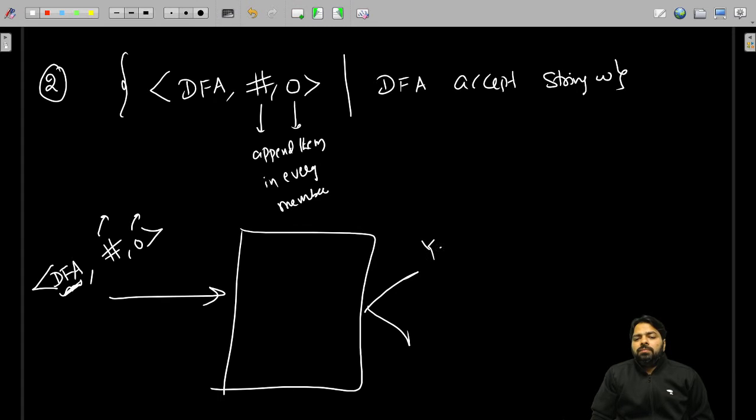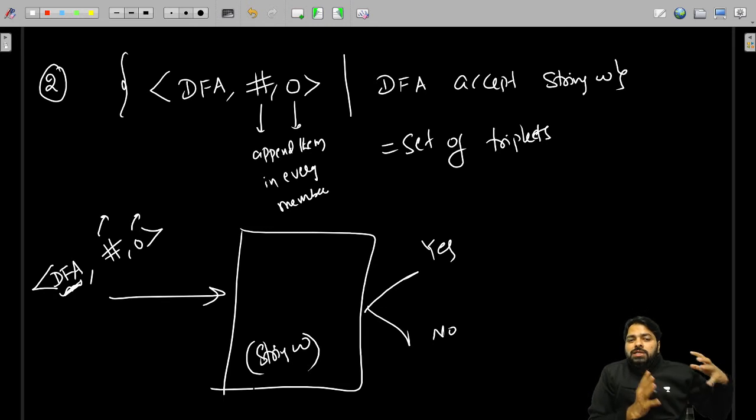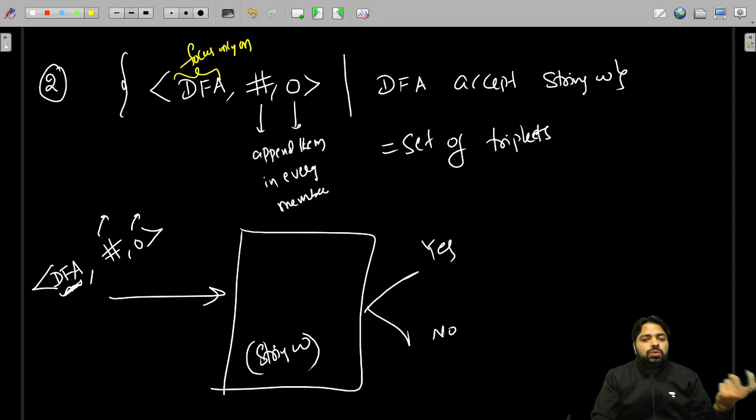Everybody, the same algorithm will decide this problem also. But this problem is different. This is not a set of DFAs, but a set of triplets, where every triplet has as its first parameter a DFA that accepts the string. Yeah, Akhil, thank you so much. Is it clear? It's just a set of triplets where the first parameter of every triplet, that is the DFA, accepts a given string W. The string is also given, but that might be taken inside because it's fixed for everybody. Your focus is only on the first parameter.